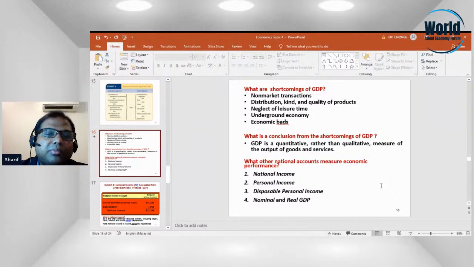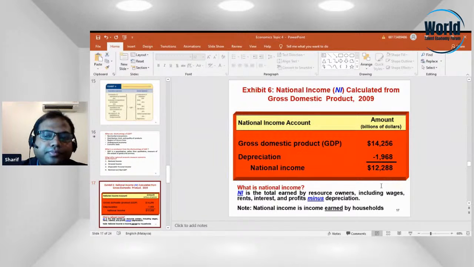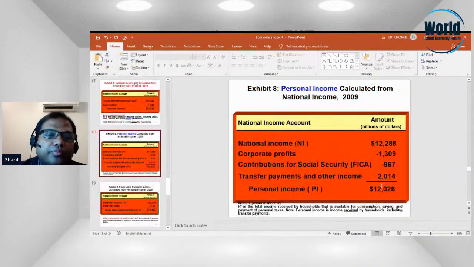What other national accounts measure economic performance? National income, personal income, disposable personal income, nominal and real GDP. Here is the national income calculated from the gross domestic product in 2009. GDP is 14,256, minus depreciation 1,968, so national income will be 12,288. What is national income? National income is the total earned by resource owners, including wages, rent, interest, and profit, minus depreciation. National income is income earned by households.